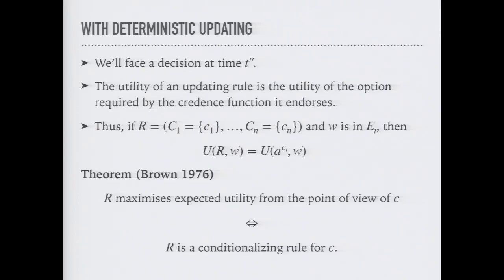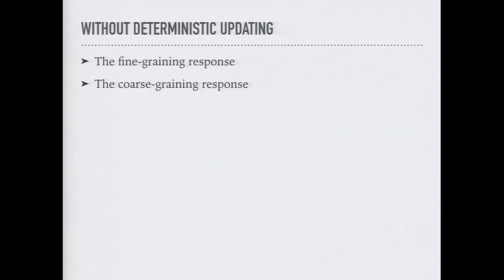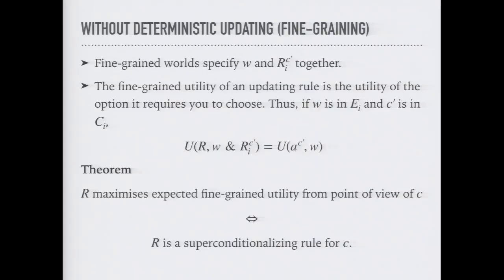Okay, but what happens if you move to the non-deterministic case? Now, in this case, it's a bit different from the Dutch book case, because there are two different sorts of response, and basically one of them is not going to get us conditionalization, and one of them is. And this relates to the earlier question about putting probabilities over the non-deterministic thing.